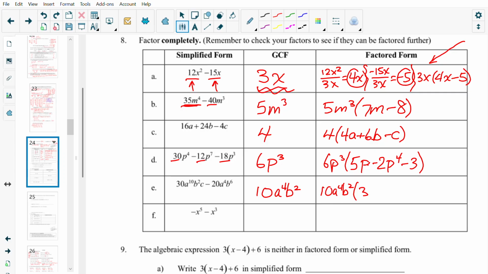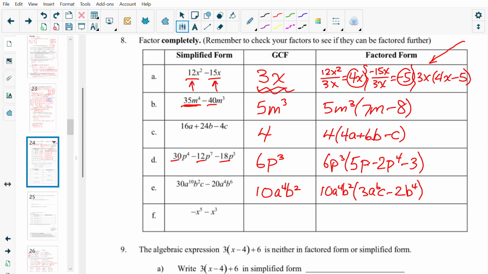First the numbers, 30 divided by 10 is 3. A to the 10th divided by a to the 4th, a to the 6th. B squared divided by b squared is 1, so I don't write any b's. And c divided by 1 is just c, so I have 3a to the 6th c. And then negative 20 divided by 10 is negative 2. And then I have a to the 4th divided by a to the 4th, that's 1, so I don't write it. And then I have b to the 6th divided by b squared, that's b to the 4th. And done.